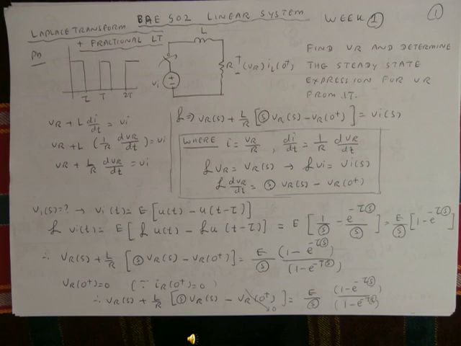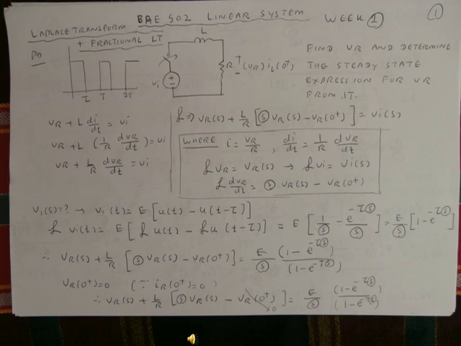E[u(t) minus u(t minus tau)]. The Laplace transform of VI(t) equals E times the Laplace transform of u(t) minus the Laplace transform of u(t minus tau). That will be E multiplied by 1/s minus e^(-tau s)/s, which is E/s multiplied by 1 minus e^(-tau s). Therefore VR(s) plus L/R multiplied by s VR(s) minus VR(0+) equals E/s multiplied by 1 minus e^(-tau s) divided by 1 minus e^(-Ts).